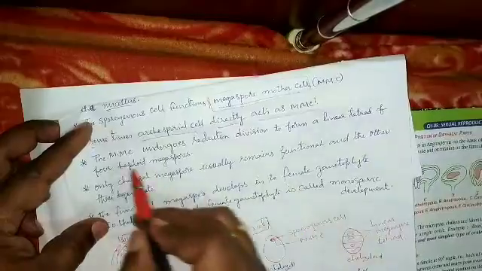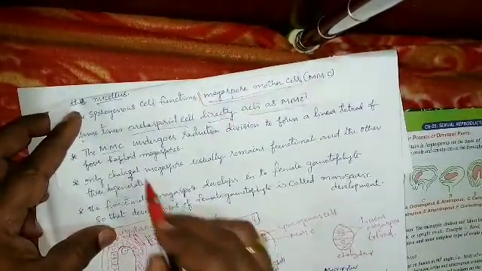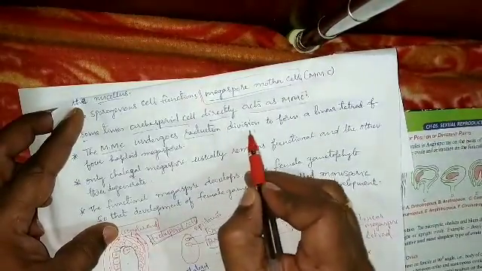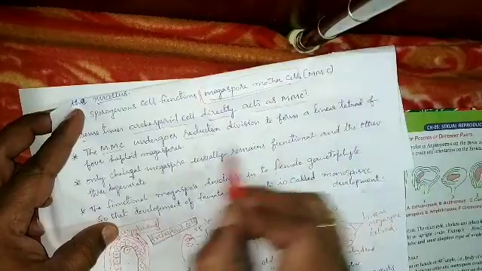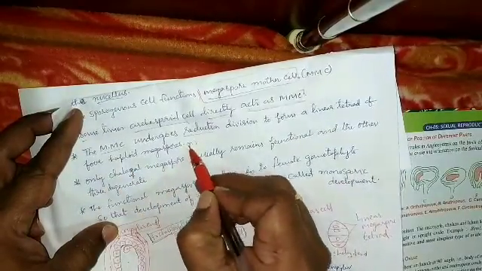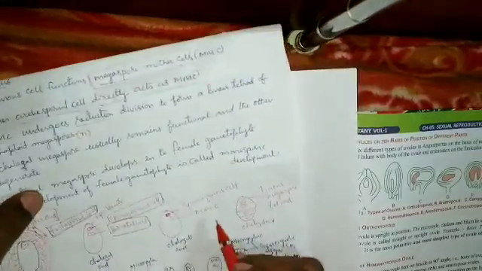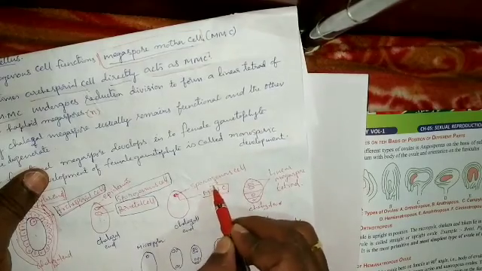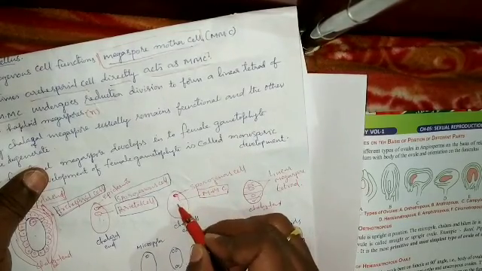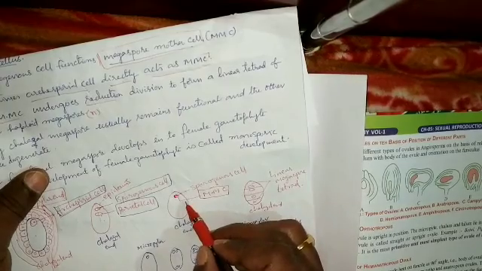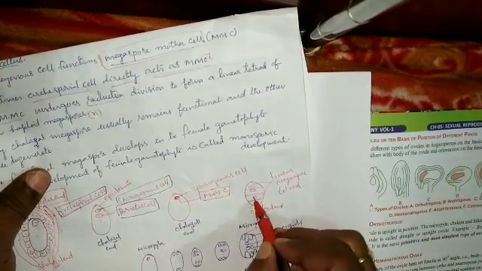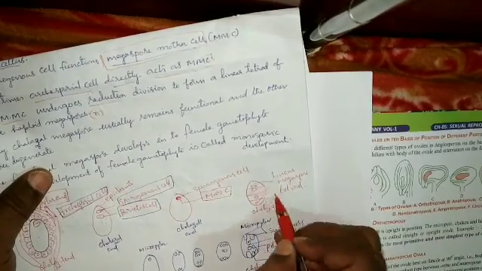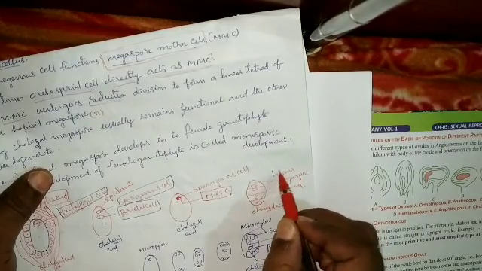What happens in the megaspore mother cell? Reduction division, meaning meiosis, takes place to form a linear tetrad of four haploid megaspores. Due to this, four linear cells are formed. This is called the linear megaspore tetrad.